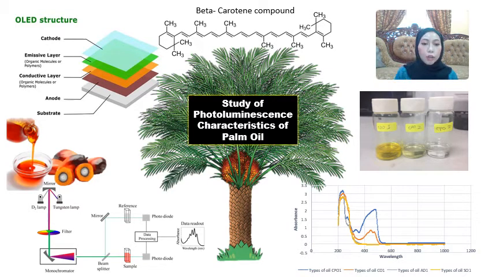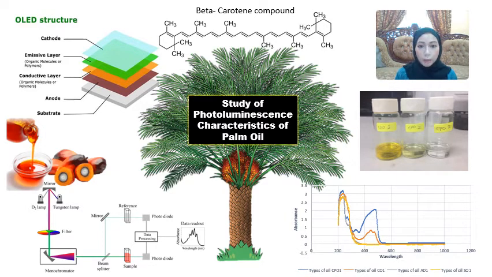Here I show the sample of oil that I use for my UV-vis experiment. So we can see that CPO1, the crude palm oil 1, has a very bright color as I use a dilution series for my experiment.